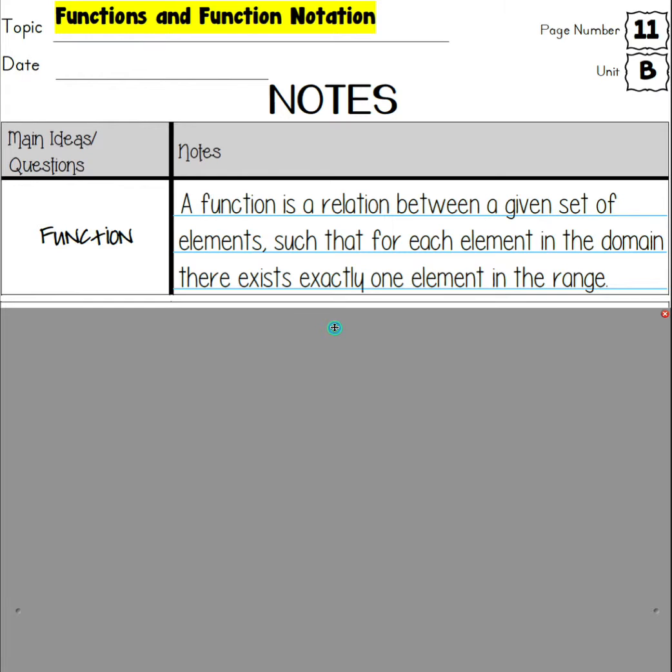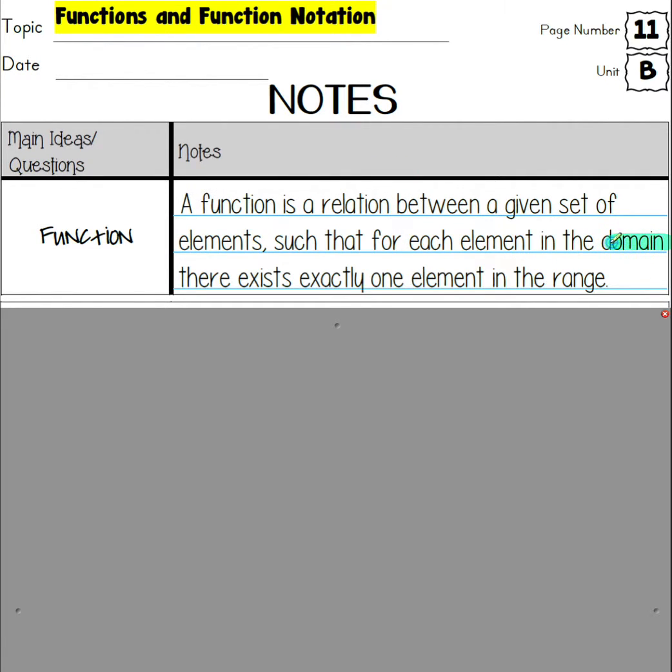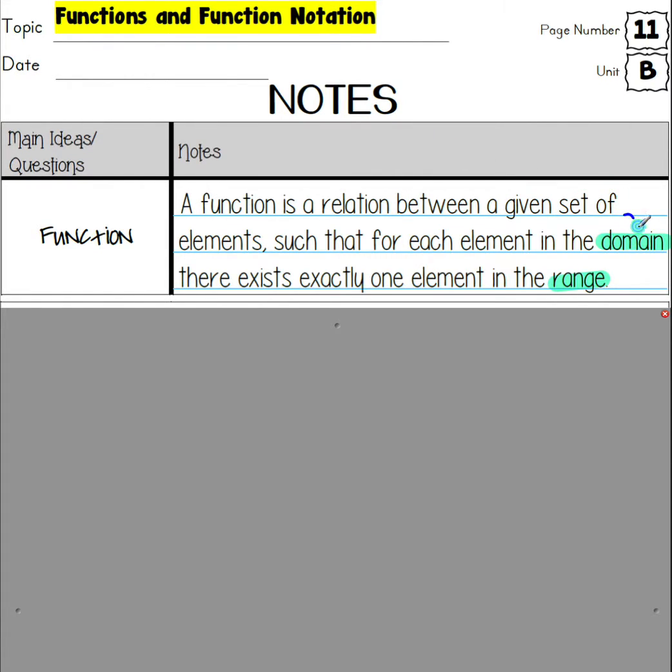It says a function is a relation between a given set of elements such that for each element in the domain there exists exactly one element in the range. Remember that when we're talking about the domain and our range, we have to know which values we're referring to. Our domain are our x values and our range are the y values. So when we're looking for this relationship to determine if it's a function or not, we have to make sure that we are looking for the right pieces of the relation.